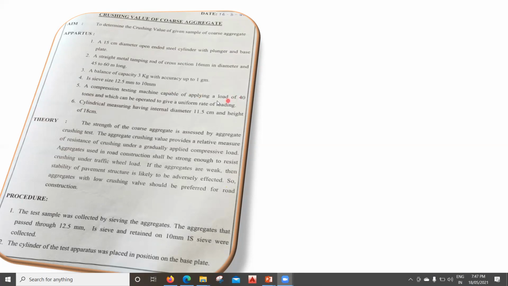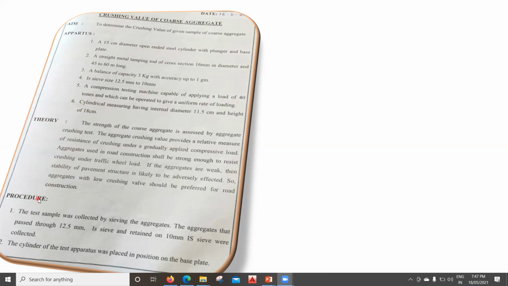The very important thing you need to understand is that the load applied is 40 tons, which can be operated to give a uniform rate of loading. And we need a cylindrical measure having an internal diameter of 11.5 centimeter and a height of 18 centimeter. Coming to the theory, we have already seen how the crushing strength has to be understood. We can just go through this. I'll directly get into the procedure part.